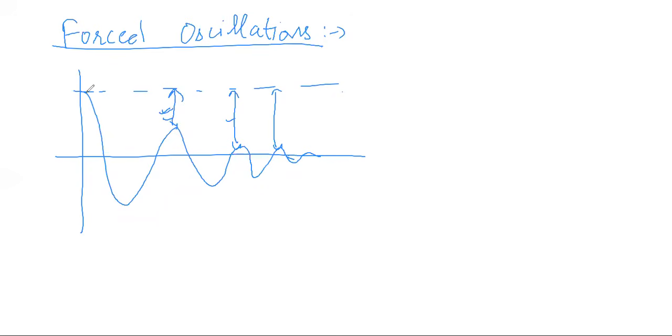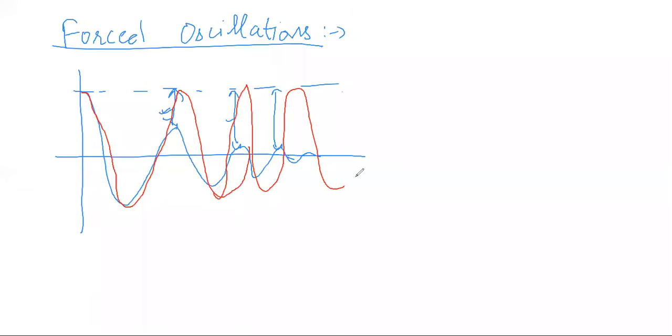the ideal amplitude that you get in SHM, and your amplitude starts coming like that. That's your forced oscillation. I think my time is up, so we'll start from here in the next class.